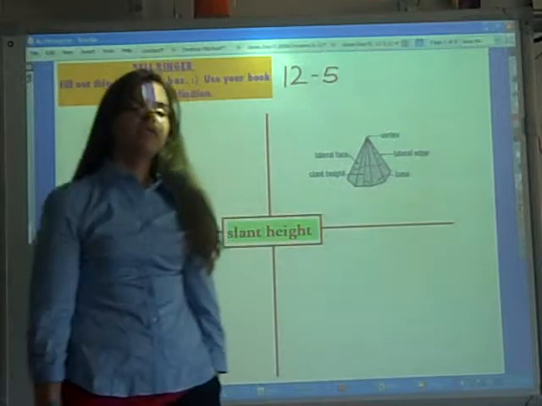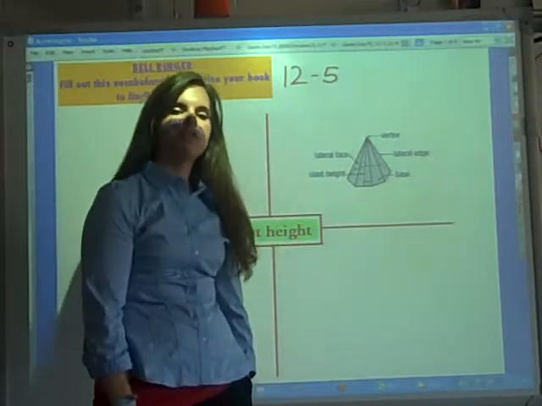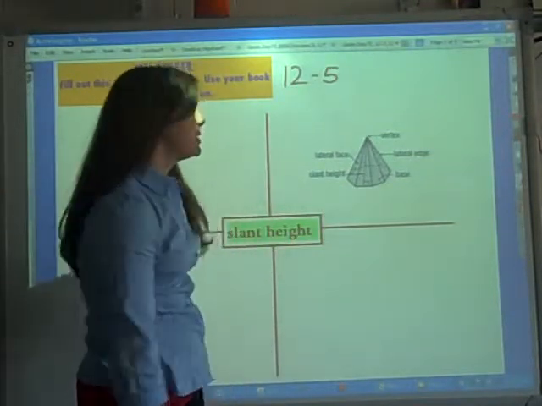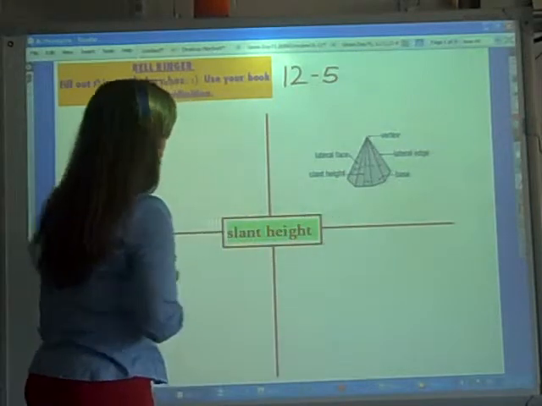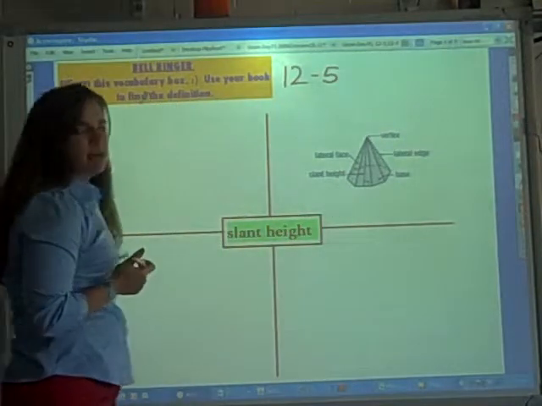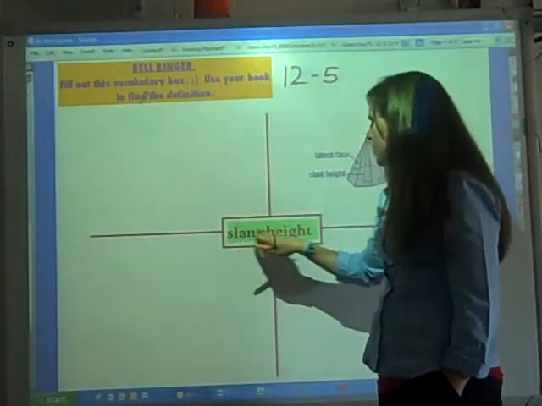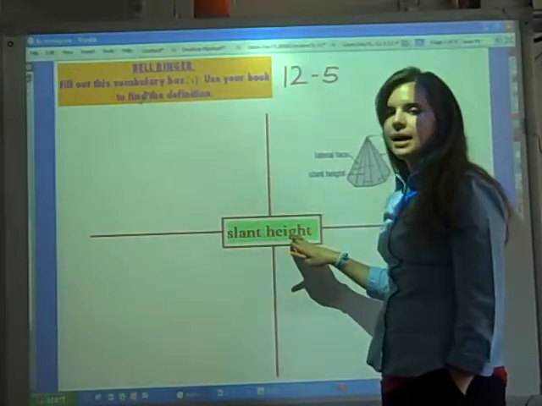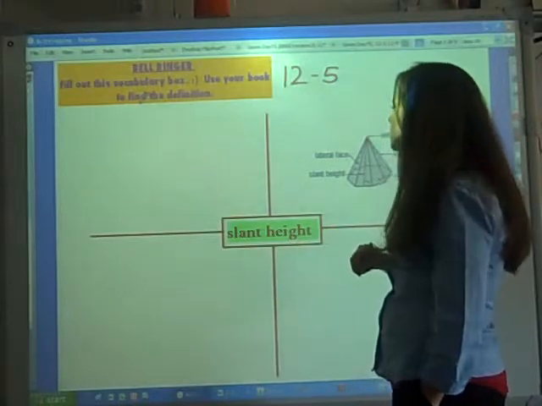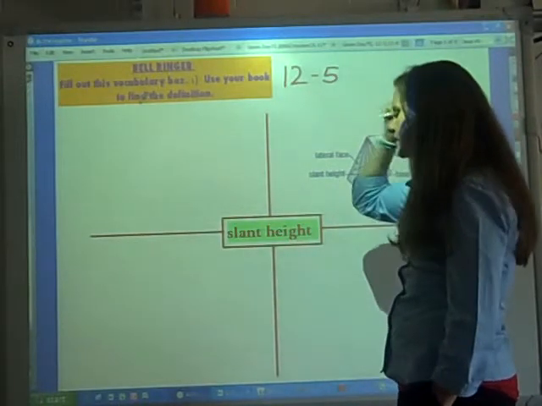Beginning section 12.5. This is surface area of pyramids. There is one vocabulary box that we need to do. We need to know what they're talking about if they say slant height. Okay. So if you'll get an index card, we're going to fill this out together.